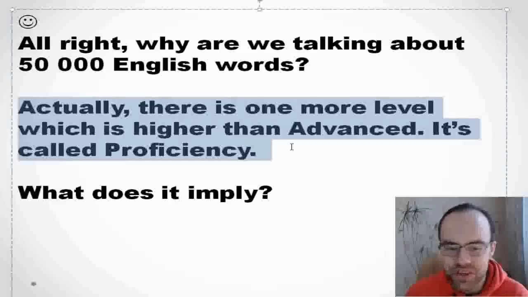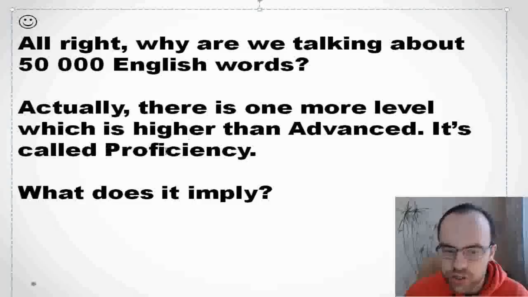Again, most people think that, okay, I want to know English well. Then they look at different levels and they say, oh, I can have an advanced level. It's a great idea, and my aim is to reach an advanced level. They think about it quite often, but they don't realize that it isn't the highest level. There is one more high level. We call it proficiency.